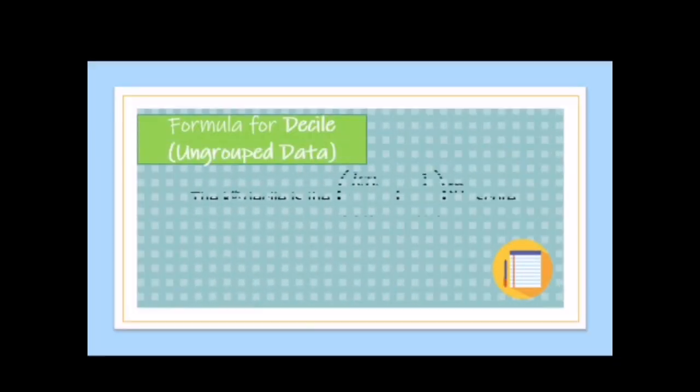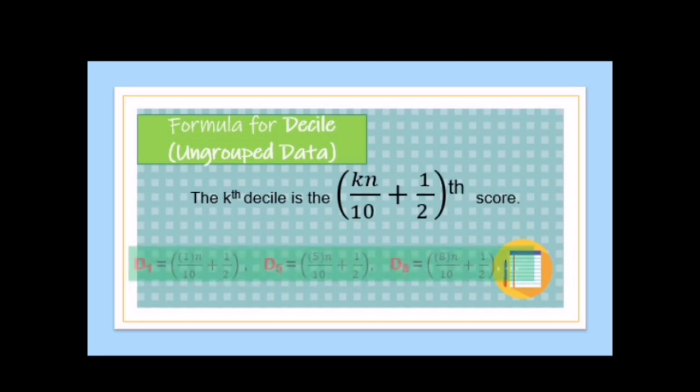So, the formula for the decile is the same as the quartile. The difference is that the denominator will be 10. So, for us to find the decile, it is k times n over 10 plus 1 half score.